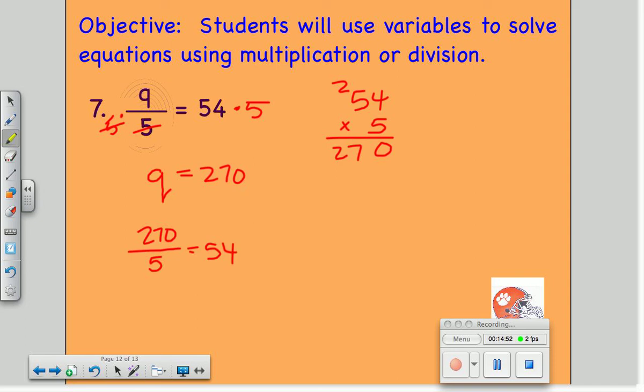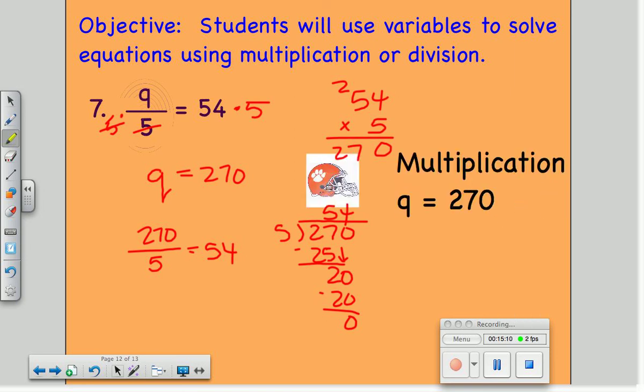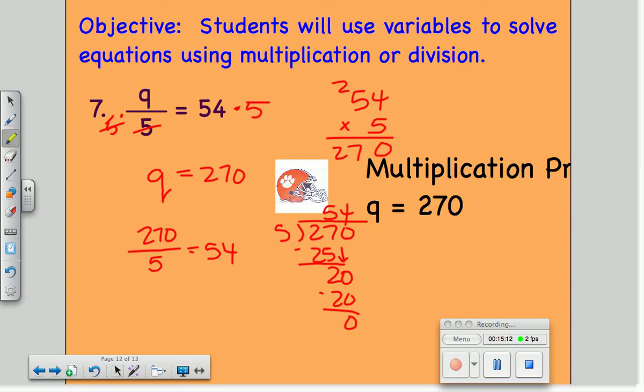And I'll check it to make sure. 270 divided by 5. Yes, it is 54. And I use the multiplication property, so Q equals 270.